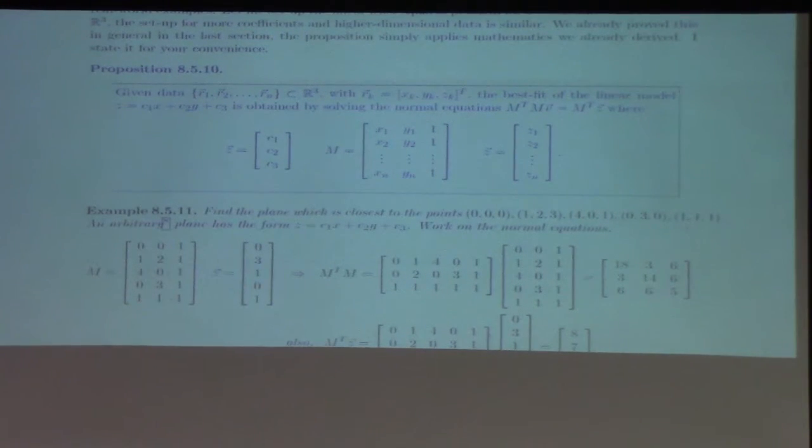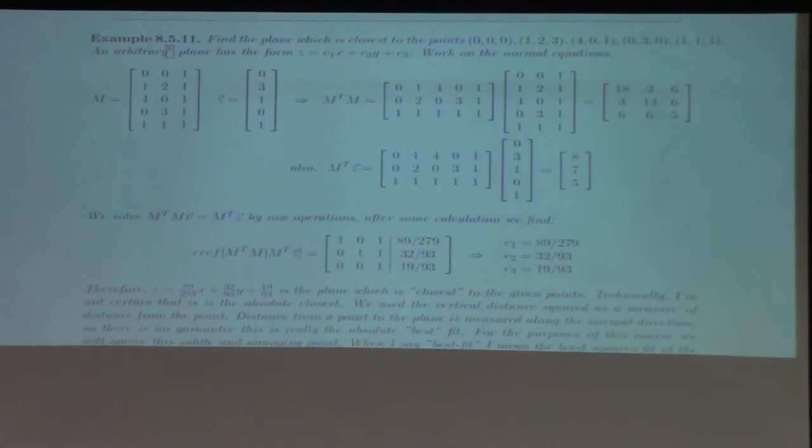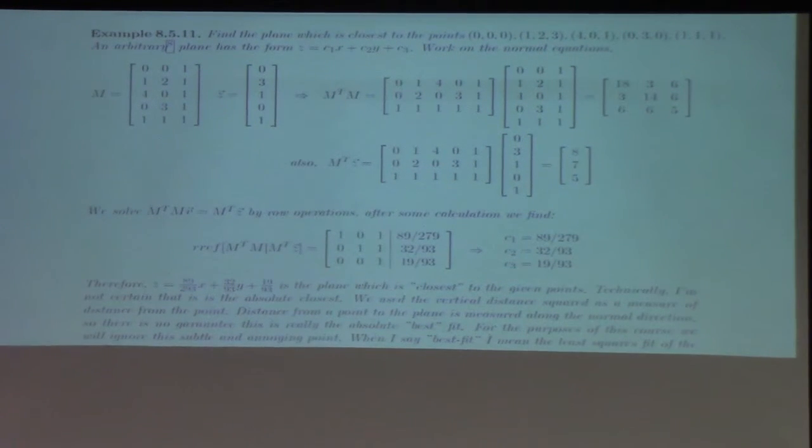That gives you a corresponding system of linear equations. You find the normal equations. And here's an example. Here's 1, 2, 3, 4, 5 points. Those are not on a plane, but you work out the normal equations, and you can find the plane which is closest to those 5 points. In fact, it's z equals 89 over 293 x plus 32 over 93 y plus 19 over 93.